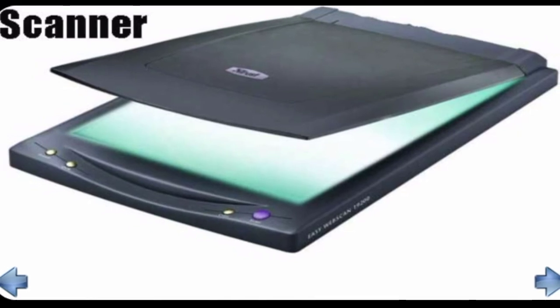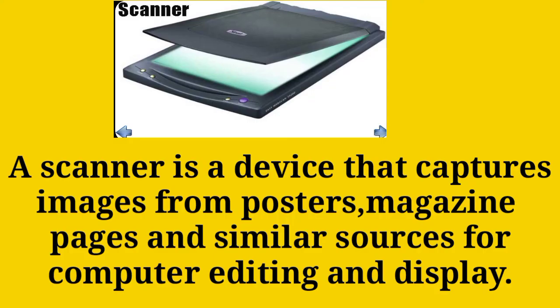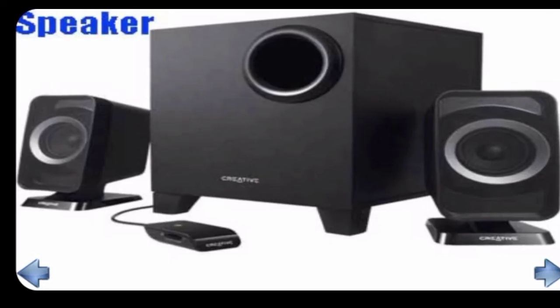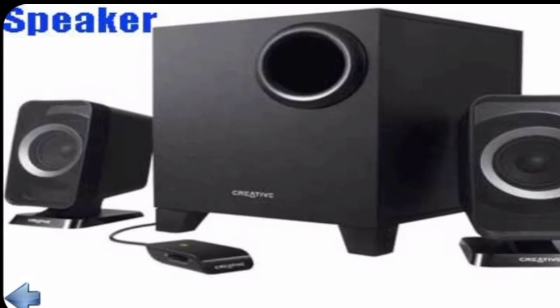Now, the sixth part is scanner. A scanner is a device that captures images from posters, magazine pages, and similar sources for computer editing and display. Now, the seventh part is a speaker. Speakers allow us to listen to music and hear sound effects stored in a computer.